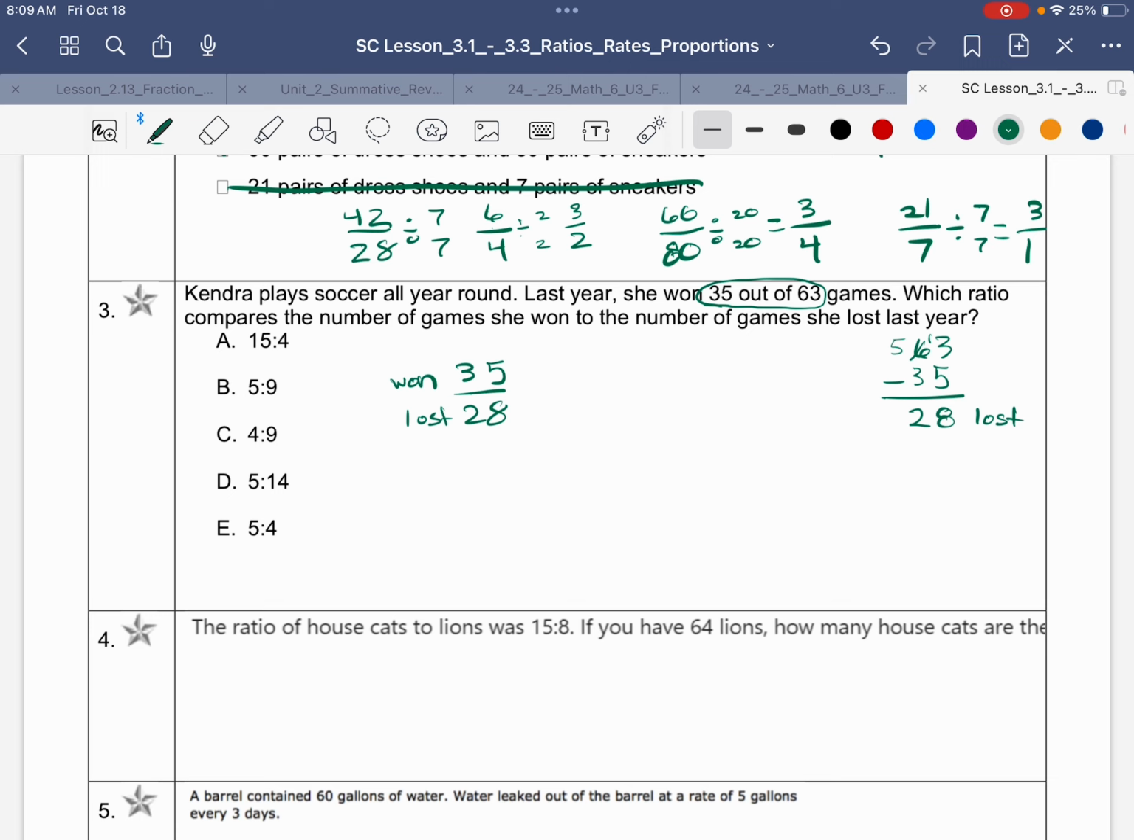So my first guess would be, since all these are lower, we're just going to simplify this. If you divide by 7, 35 divided by 7 is 5, and 28 divided by 7 is 4. So it's a 5 to 4 ratio. Here you go.